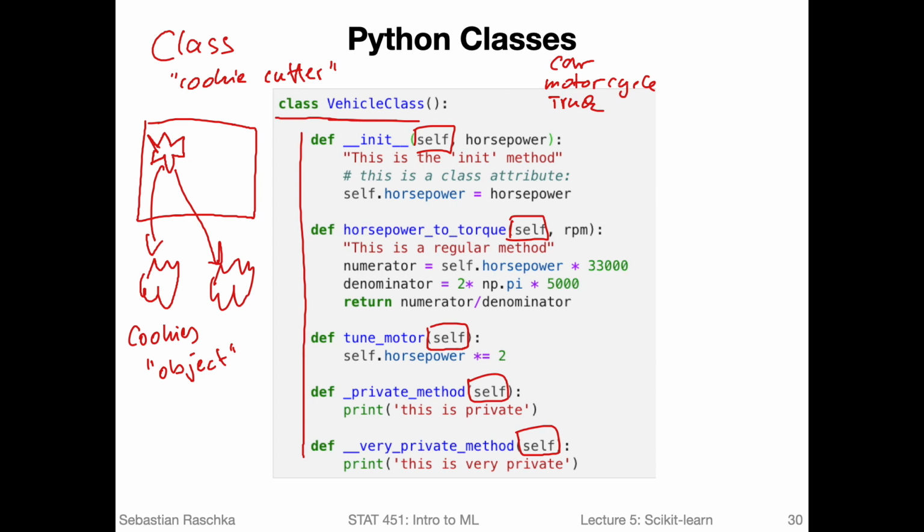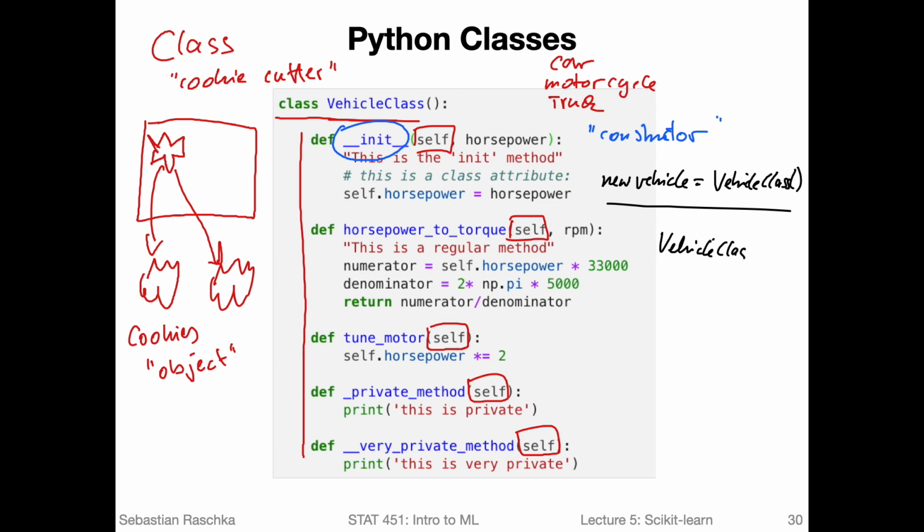However, let's not get ahead of ourselves and see what we have in this vehicle class. The first method here is the init method, and the init method is the so-called constructor, which will basically be executed when we create a new object. So if we have an assignment, for example, new vehicle equals vehicle class, so if we call the class to make a new vehicle object, then the init method gets executed. We don't have to explicitly call vehicle class dot underscore init. This is not necessary. It automatically gets executed once we initialize a new object.